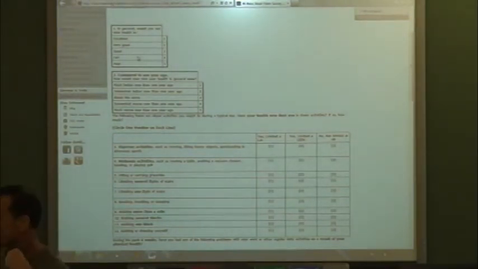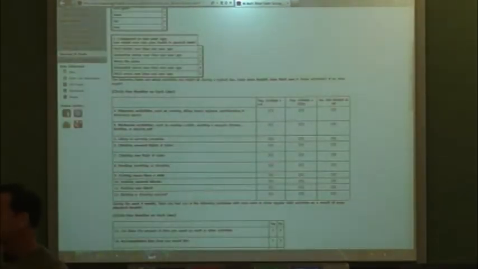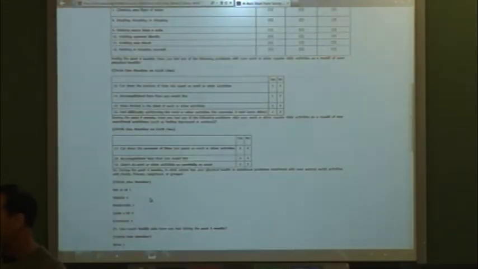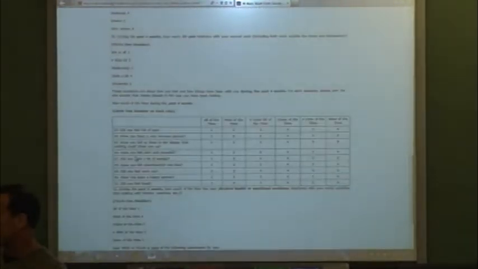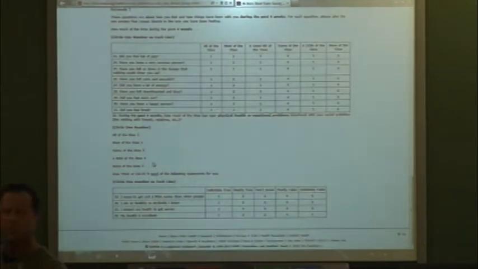Possibly. So here's all the items, everybody. Walking several blocks, walking one block, cutting down the amount of time spent on activities, accomplishing less. There's some psychological type questions. Here's how much bodily pain have you had during the past 4 weeks. Things about, do you feel full of pep? Been a very, very nervous person. Do you feel calm and peaceful? A lot of energy. So you see it's 36 items. Not bad.